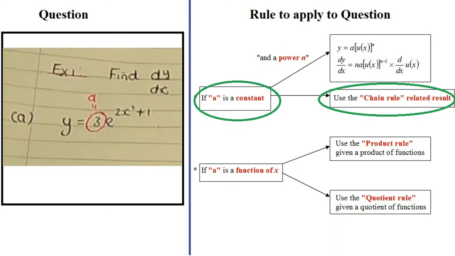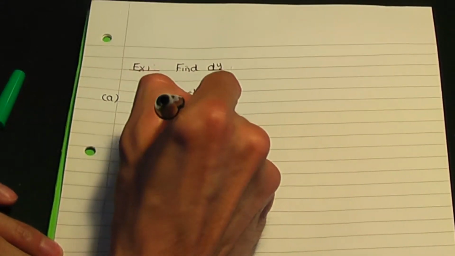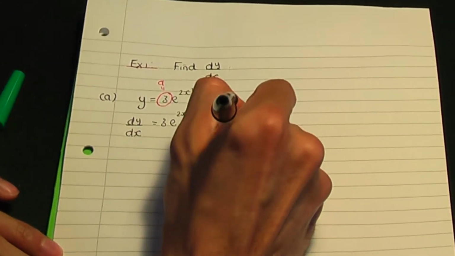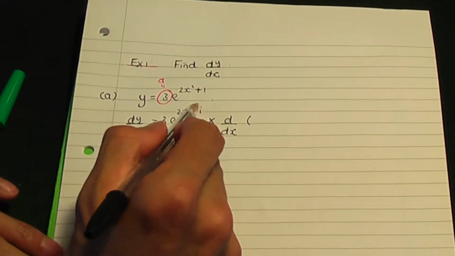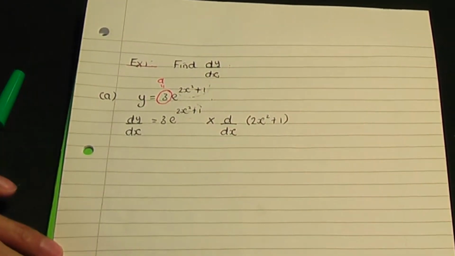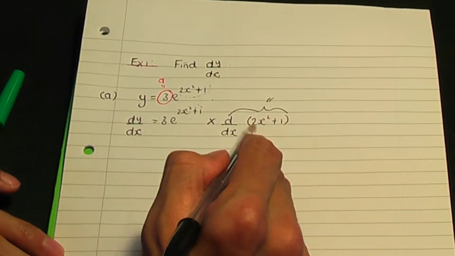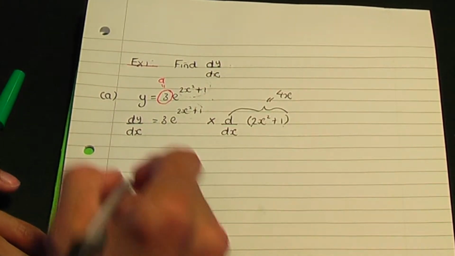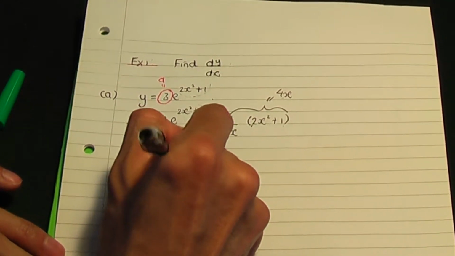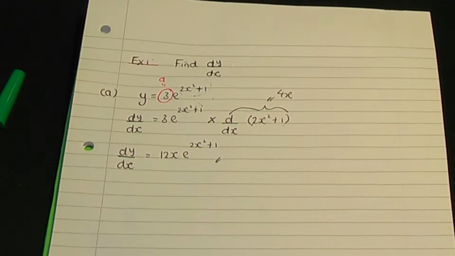That means that we can apply the chain rule related result. So remember what that result is trying to say. It's the same term, so 3e to the 2x squared plus 1. But you need to multiply by d by dx of u(x), and u(x) is the power, the power of your exponential function, being 2x squared plus 1. Now it's about tidying up. When we differentiate 2x squared plus 1, that is 4x. So dy over dx is equal to 4x times 3, 12x, e to the power 2x squared plus 1. That is your final answer.